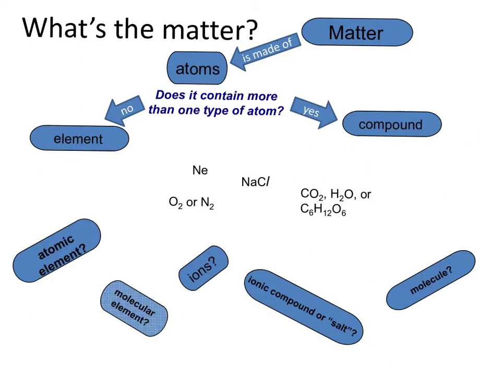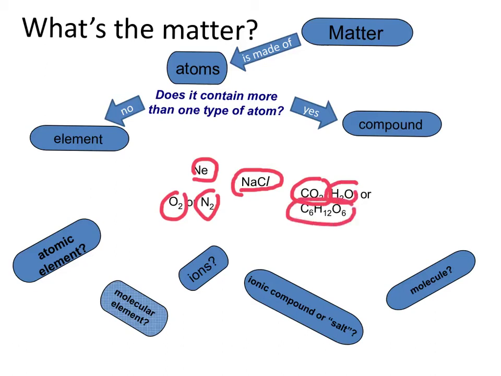But there are many different substances with different kinds of properties in this world, such as sodium chloride or table salt, or neon gas, or oxygen gas, or nitrogen gas, or how about some of these lovely substances right here: carbon dioxide, which we breathe out, water, which we drink in, or glucose, which we eat. All of these substances fall into further categories, such as atomic elements, molecular elements, ions, ionic compounds, and molecules. What do these words mean, and which of these substances belong to which category?